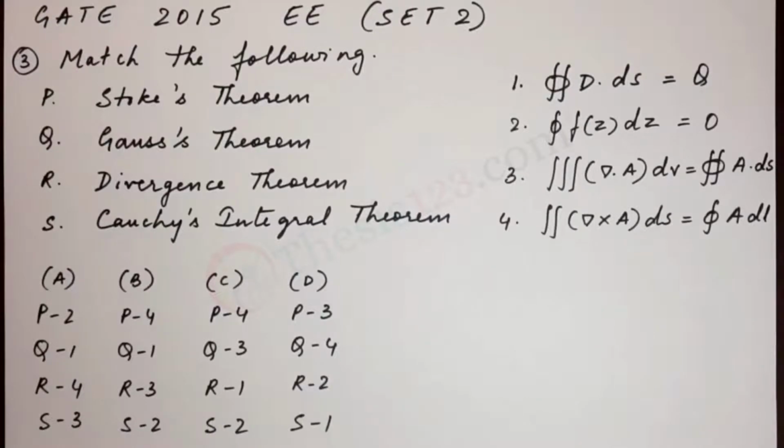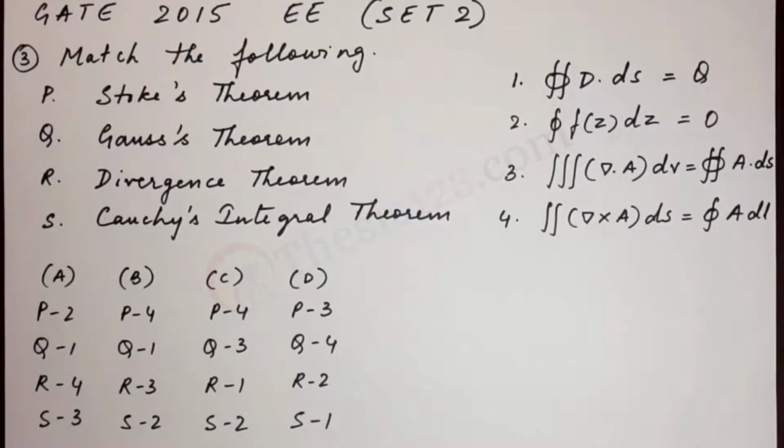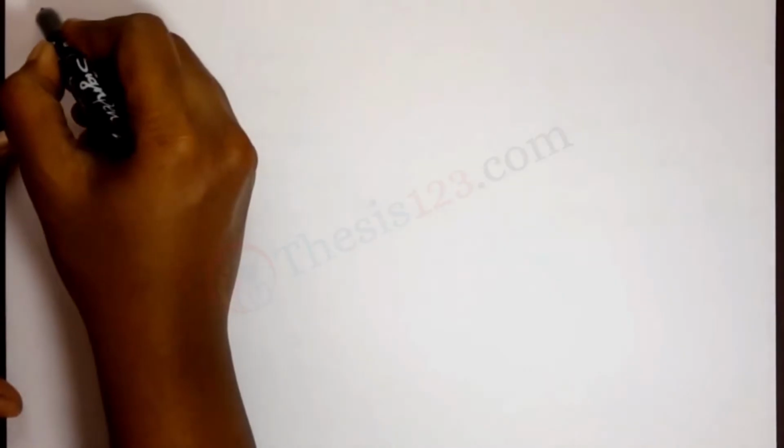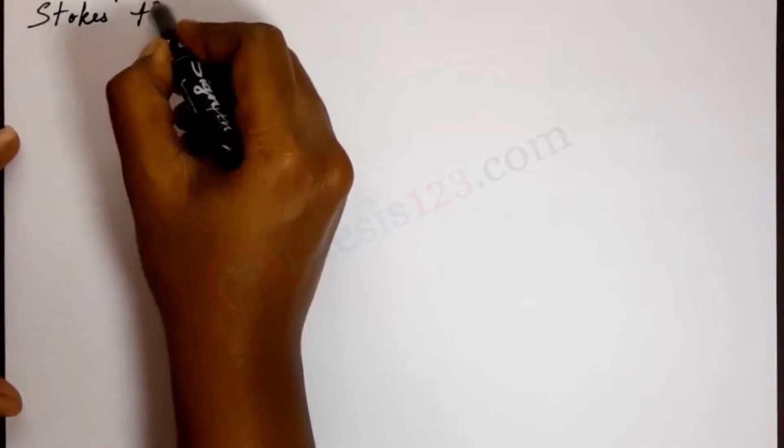Okay, so instead of just matching them, let's go through each theorem individually. The statement is very important, so with the statement comes the equation. So let's start with Stokes Theorem. So that's first. We begin with Stokes Theorem. Now Stokes Theorem says that the integral of a closed curve f, let's say f, okay, I'll write that down here. Stokes Theorem.